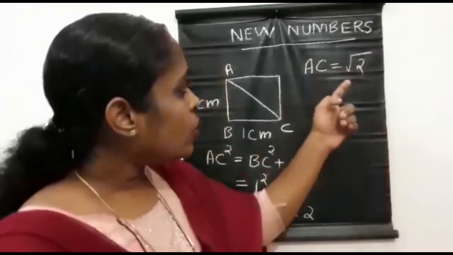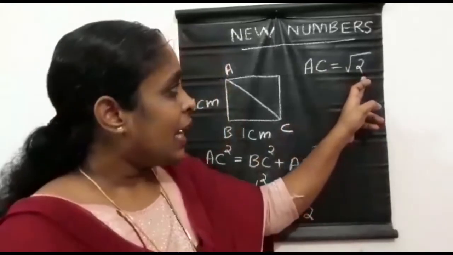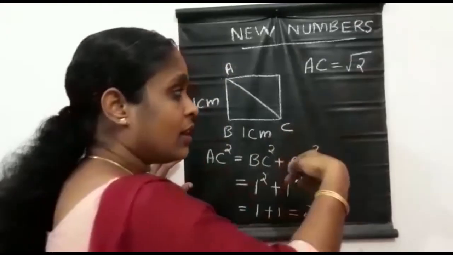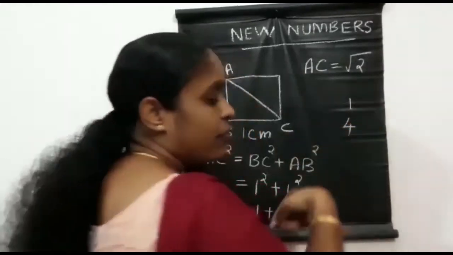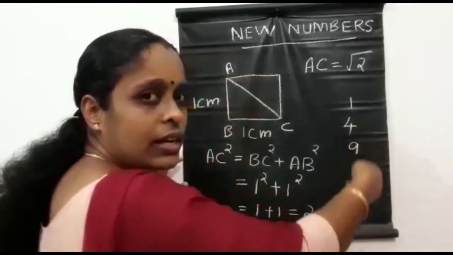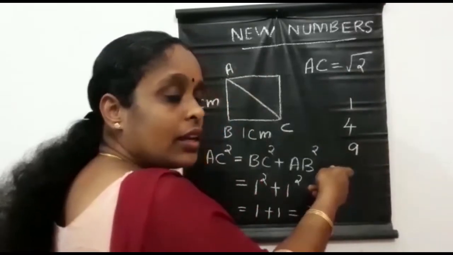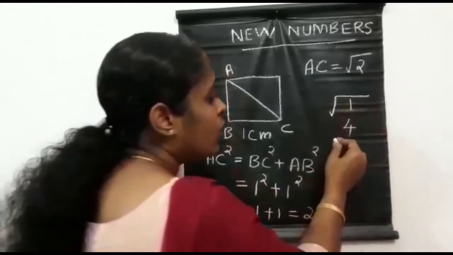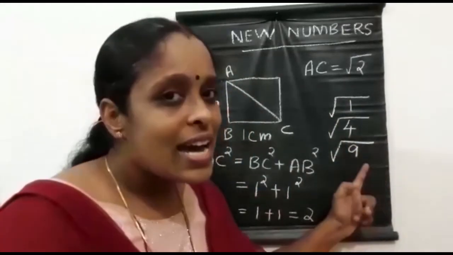AC is root 2. Here, look at here. Is 2 a perfect square? No. What are perfect squares? 1 is a perfect square. 4 is a perfect square. 9 is a perfect square. Etc. We can write so many perfect squares like this. So, what is the difference here? You learned about root of 1, root of 4, square root of 9.